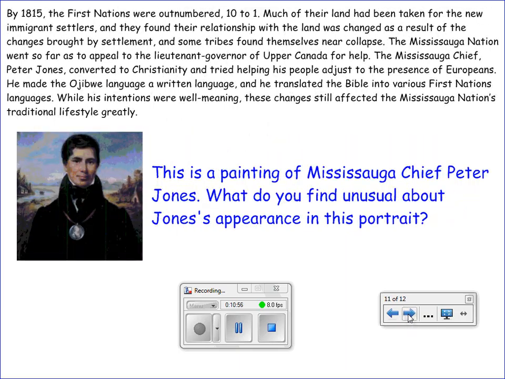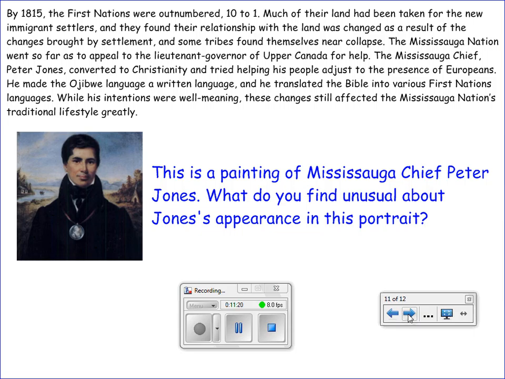By 1815, the First Nations were outnumbered 10 to 1. Much of their land had been taken for the new immigrant settlers, and they found their relationship with the land was changed as a result of the changes brought by settlement, and some tribes found themselves near collapse. The Mississauga Nation went so far as to appeal to the Lieutenant Governor of Upper Canada for help.